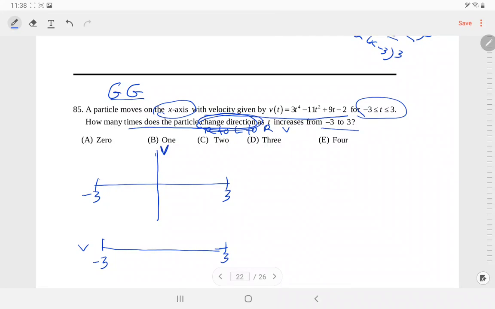So I'm going to graph V. They gave me V. I need a V number line. So that's going to be above and below, because it's the Y value of the V graph. If I wanted an A number line, it would be the slope of the V graph. Okay, so let's see. So I need to graph that. That's a polynomial. Okay, so let's see what it looks like.